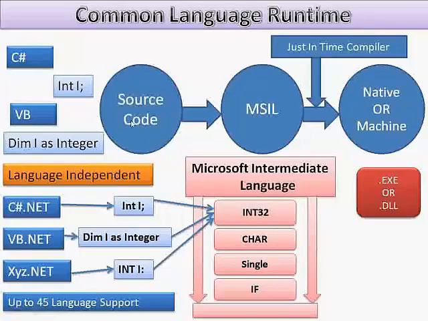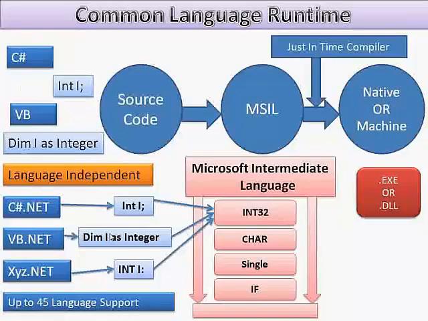After converting into MSIL, with the help of the just-in-time compiler, your MSIL code is converted into native or machine code. The format is .exe, which stands for executable output, and DLL, which stands for dynamic link library. So again, it is a two-step process. Your source code gets converted into MSIL, and MSIL gets converted into native or machine code with the help of the JIT compiler. Now if you split Common Language Runtime, common means common language for all languages, and runtime means execution. So this is the functionality of your Common Language Runtime.